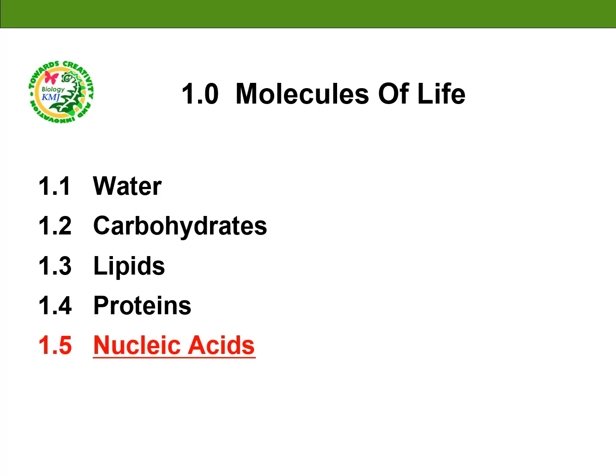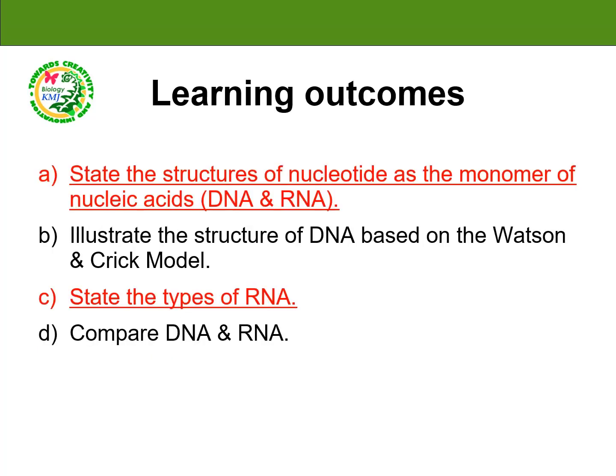Chapter 1 Molecules of Life, Subtopic 1.5 Nucleic Acids. Learning outcomes: at the end of the lecture, you must be able to state the structures of nucleotide as the monomer of nucleic acids, and you must be able to state the types of RNA.